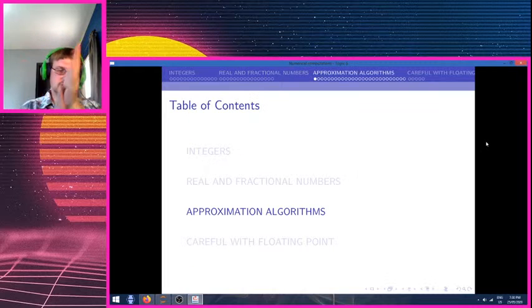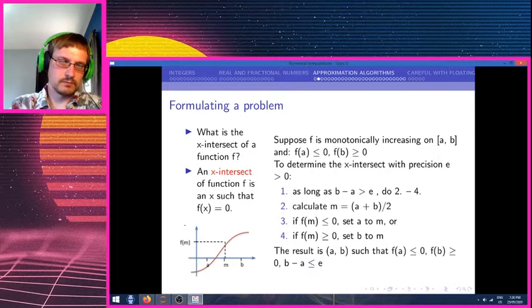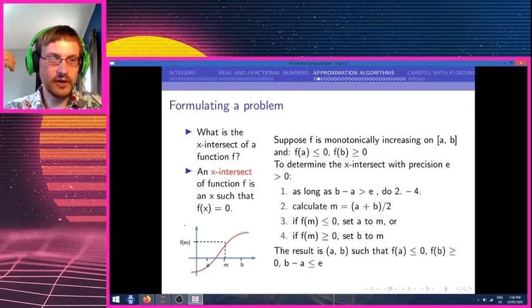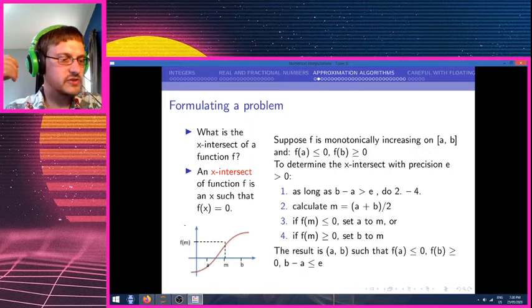So, let's talk approximation algorithms. You guys might remember this particular problem back from the first set of slides.